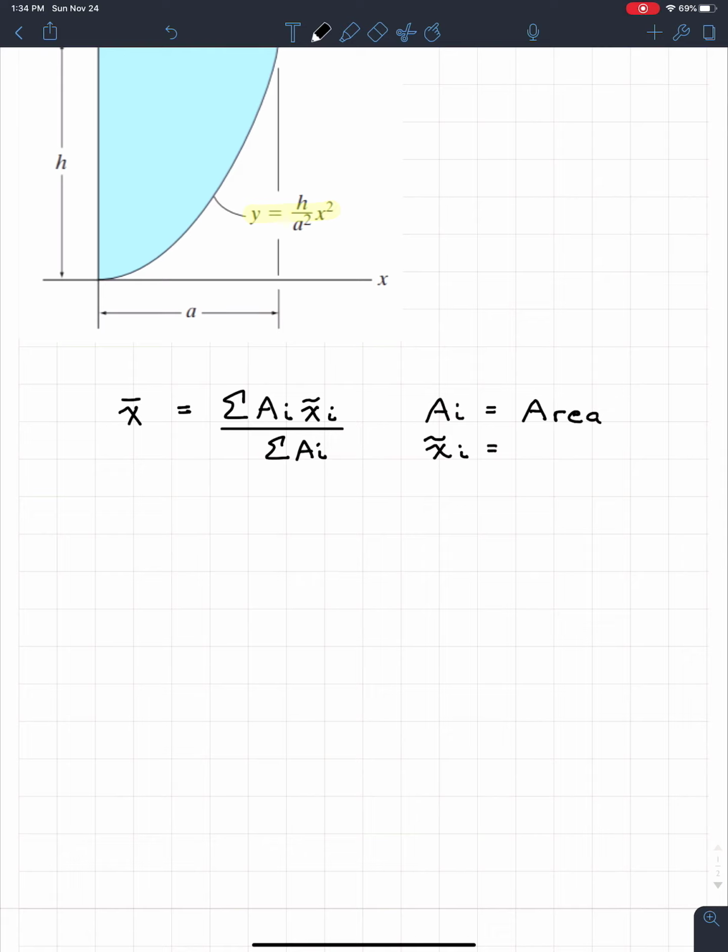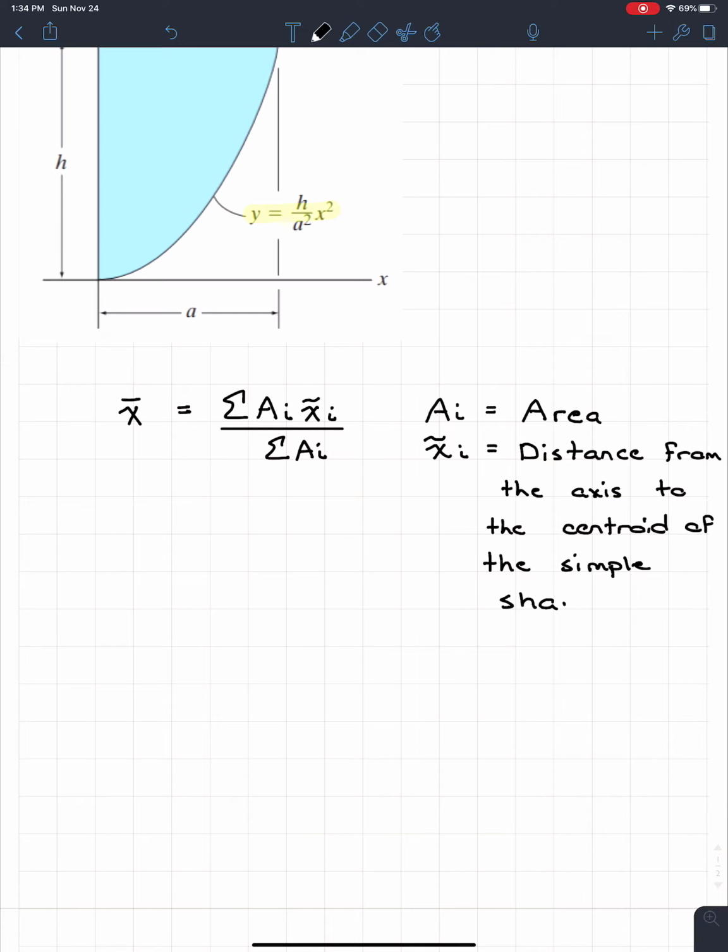So the x squiggle is the distance, and this is going to take a while to write. So it's the distance from the axis to the centroid. To the centroid. And now this part's going to be kind of important. Centroid of the shape, of the simple shape. So this formula right here, and I'm going to put this in red, this is for a composite body. So this is when your body is made up of a bunch of simple shapes. So this right here, composite body.